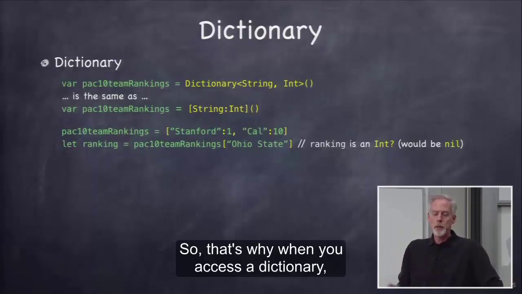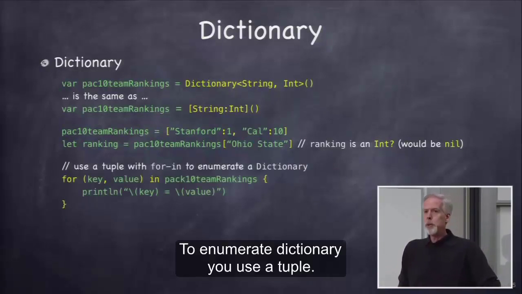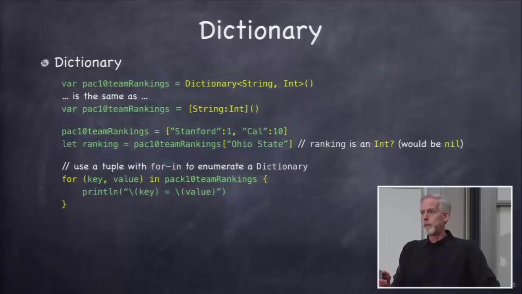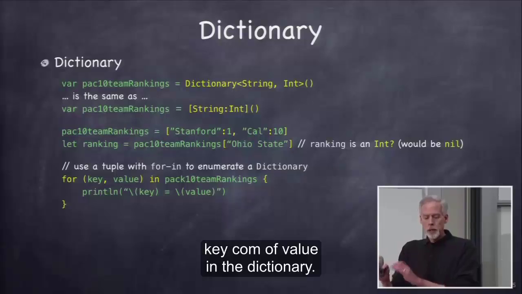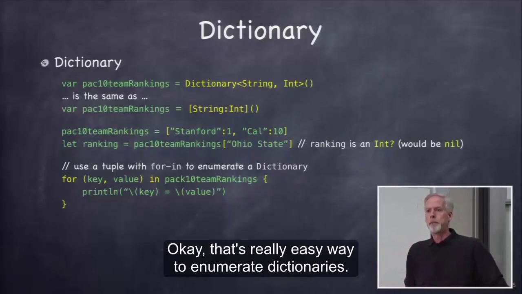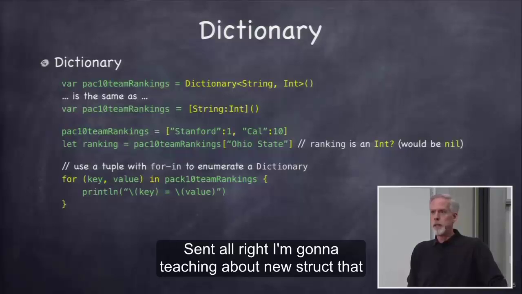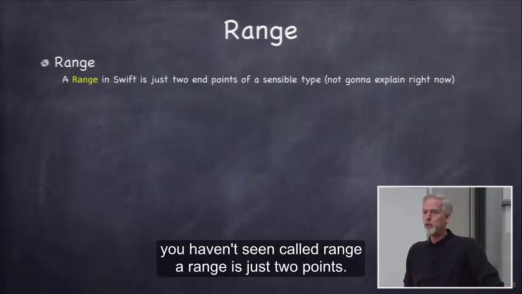Okay, so that's why when you access a dictionary, it comes back as an optional. To enumerate a dictionary, you use a tuple. You say for the tuple key comma value in the dictionary, and then inside there, key and value will both be set. So that's a really easy way to enumerate dictionaries. Make sense?